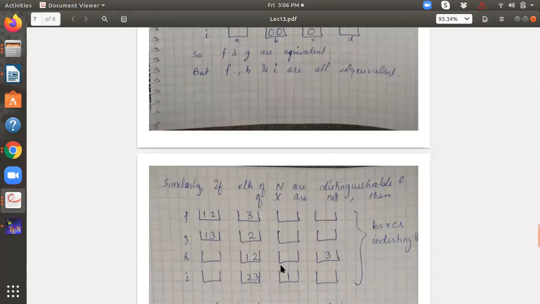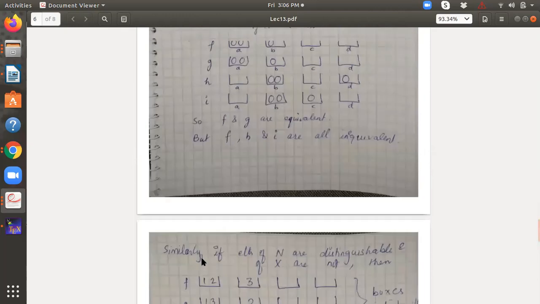F and H are equivalent because how you put the boxes is irrelevant now because there is no labeling. So whether this box comes here or this box goes there does not really make a difference. All that matters is that balls 1 and 2 go to a single box, ball 3 goes to a different box, and two of the boxes are empty. Okay, so F and H become equivalent in this scenario.